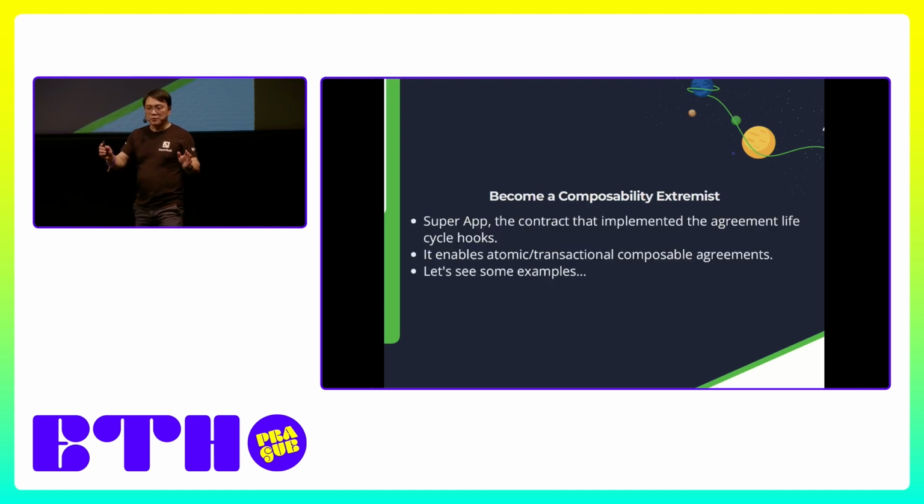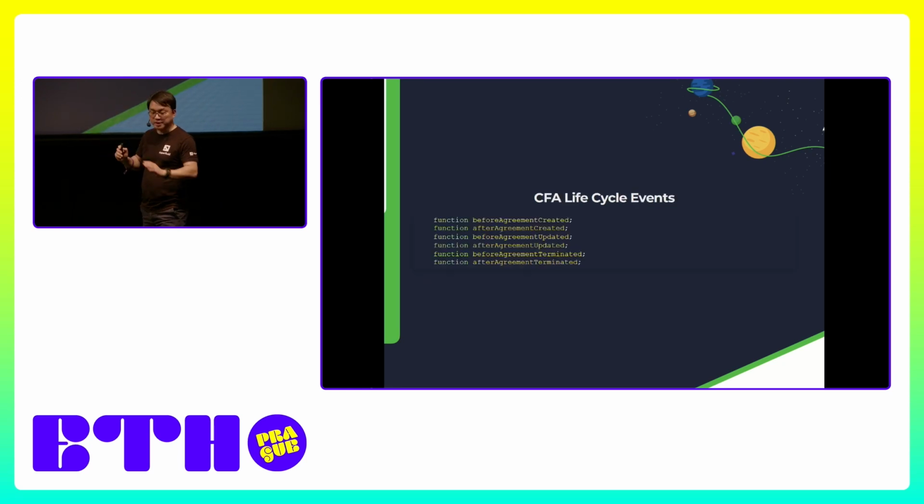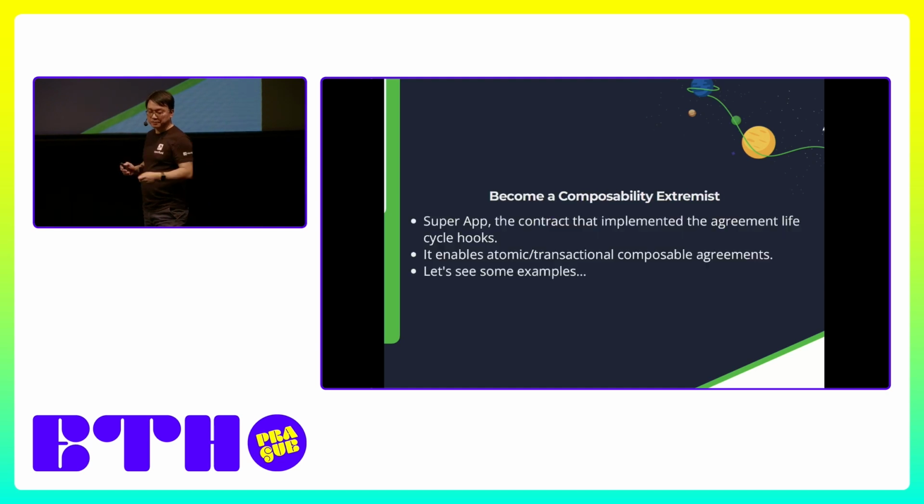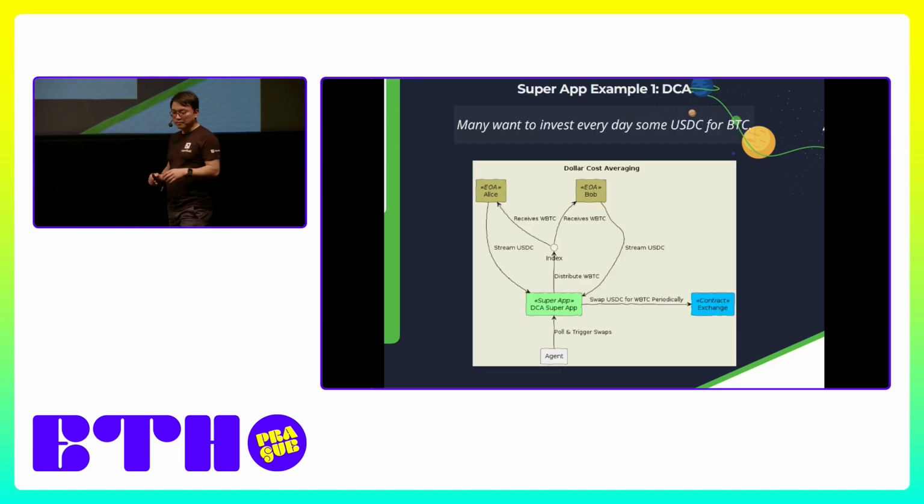So now we can become composability extremists, right? We have something called a super app. It is an on-chain contract that implements the agreement lifecycle hooks. All those hooks I mentioned in previous slides, you can implement functions to handle them, right? It enables atomic and transactional composable agreements. Let's see a couple of simple examples.